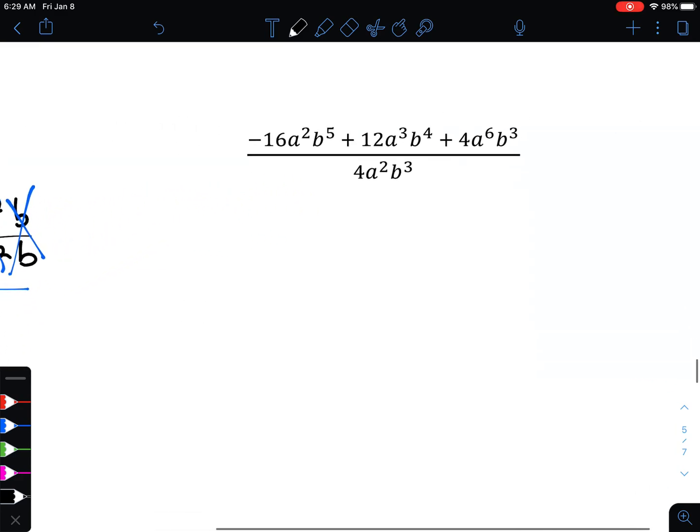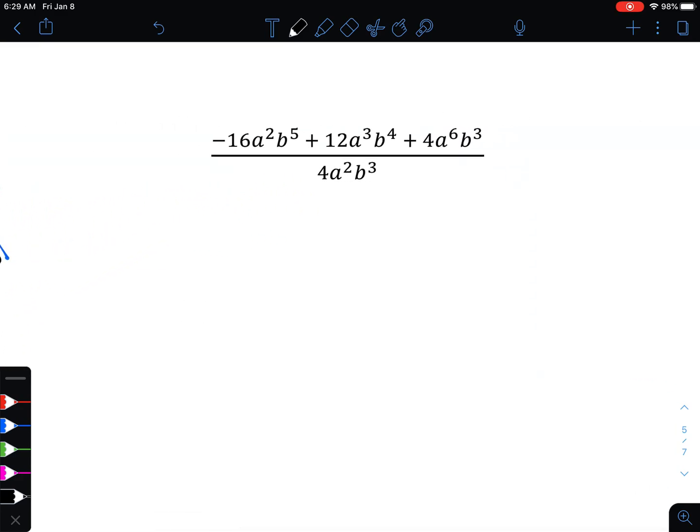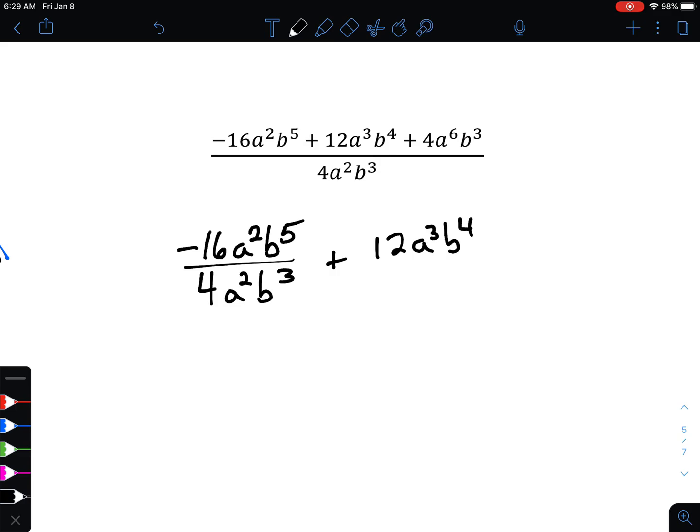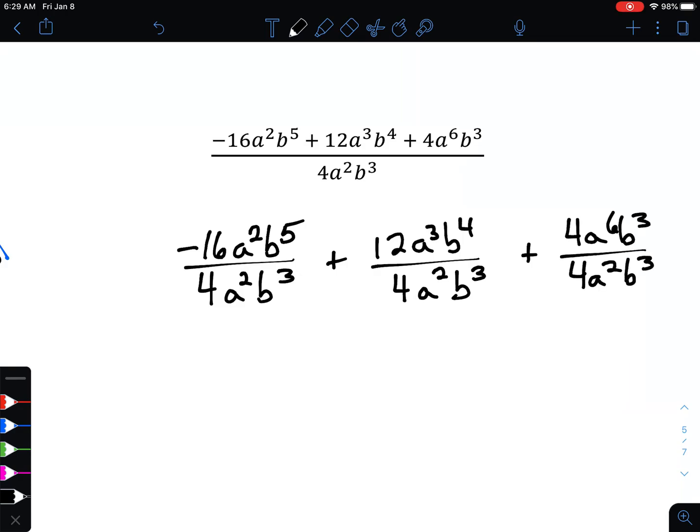All right, let's take a look at one last example, and we'll be done with division. So same idea. Even though there's a lot going on, let's go ahead and first separate everything in our numerator. So we're going to take that over 4a squared b to the third plus, and then our second fraction is going to be 12a to the third b to the fourth all over 4a squared b cubed. And then finally our last fraction is going to be the 4a to the sixth b to the third all over 4a squared b to the third.